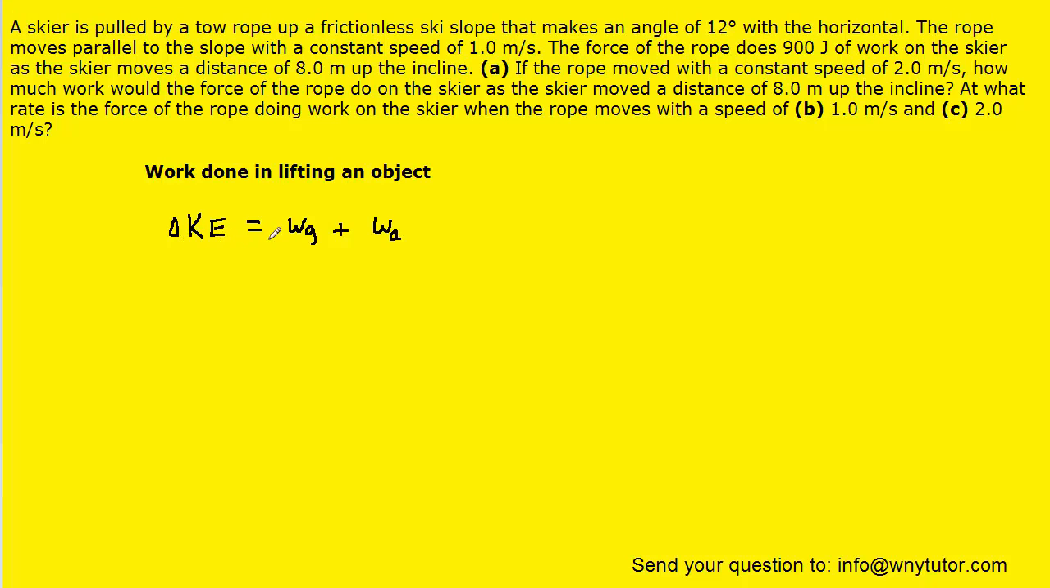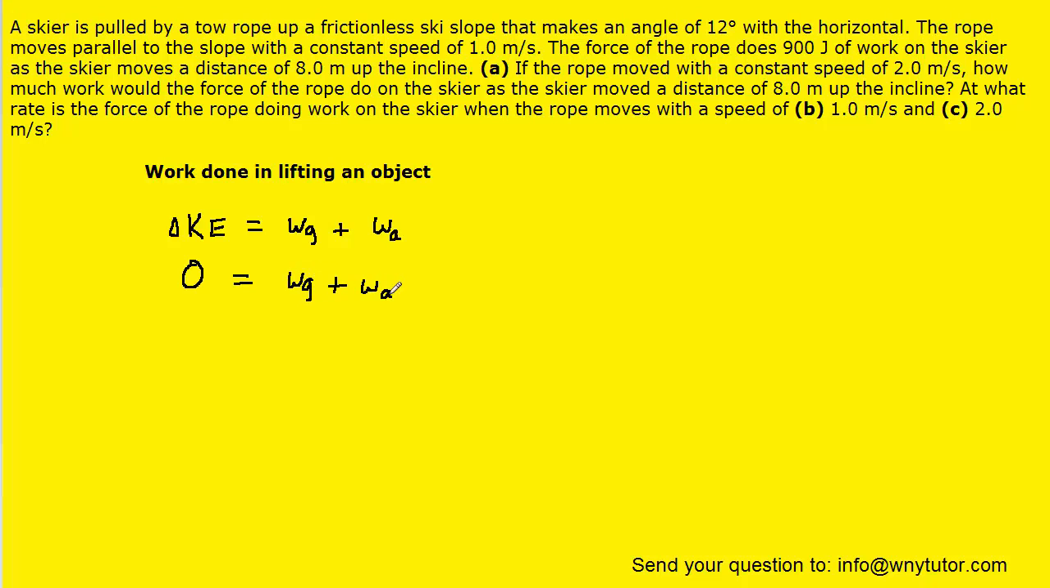We have the change in kinetic energy of the skier equaling the work done by gravity plus the work done by any applied force, A. Now, the preliminary information in the question notes that the skier is moving with a constant speed, and so that means that the initial and final kinetic energies are the same, which in other words means that the change in kinetic energy is actually going to be 0.